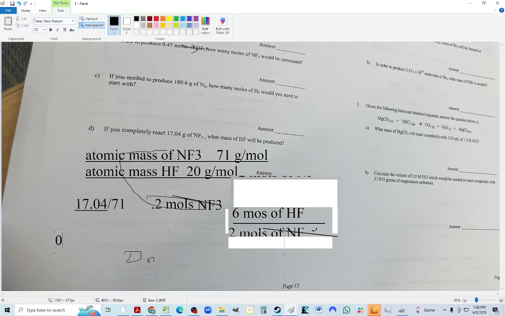Means I have 0.6. Remember, it's not accurate. Moles of HF produced. So moles is no good. I have to multiply that by molecular mass to get the mass. So I have to multiply it by 20, which means I'm going to end up with roughly 12 grams, just as a rough idea, but that's how you do it.